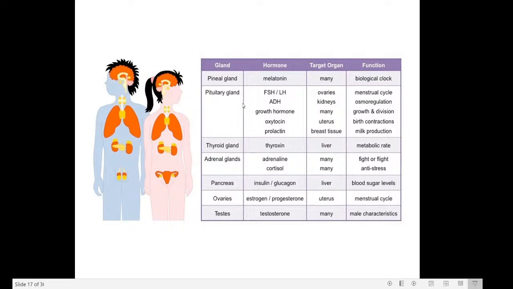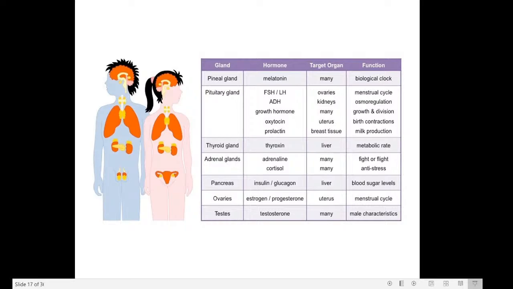Here are the hormones which are produced in these glands. The pituitary gland produces FSH, LH and ADH, growth hormone, oxytocin and prolactin. The thyroid gland produces thyroxine. The adrenal glands produce adrenaline and cortisol, and the pancreas produces insulin and glucagon. The ovary produces estrogen and progesterone. The testes produce testosterone. These are the hormones produced in the glands.